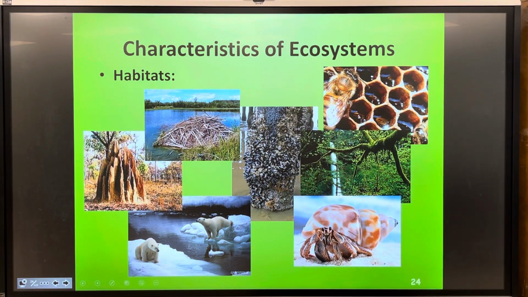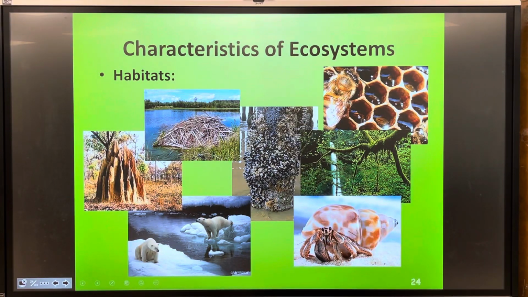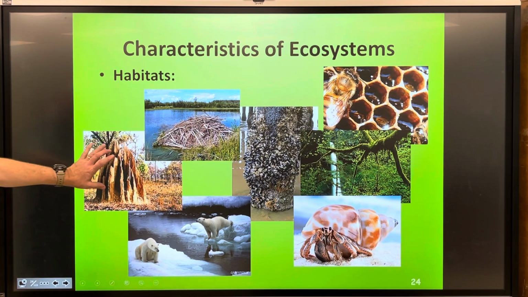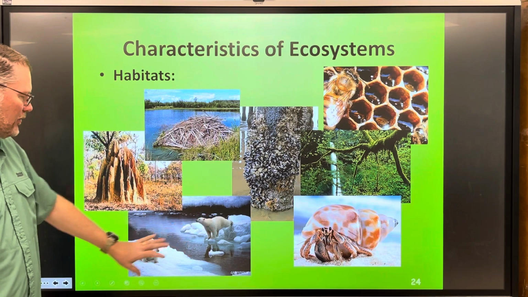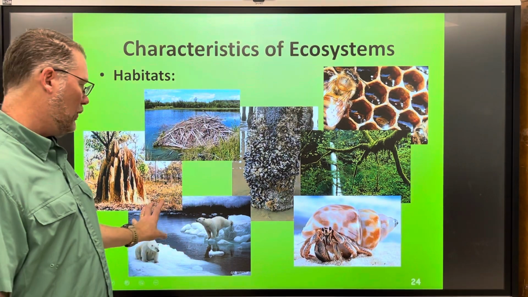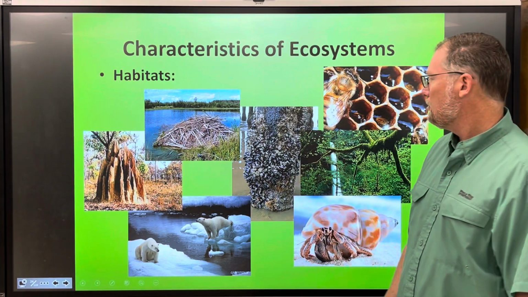So look at all these habitats. You have to have habitats and niches for an ecosystem to exist. So you've got, this is a termite mound. This is a beaver dam. Polar bears have to have the appropriate habitat. That's why when the ice is melting, the polar bears are going to lose their normal habitat.